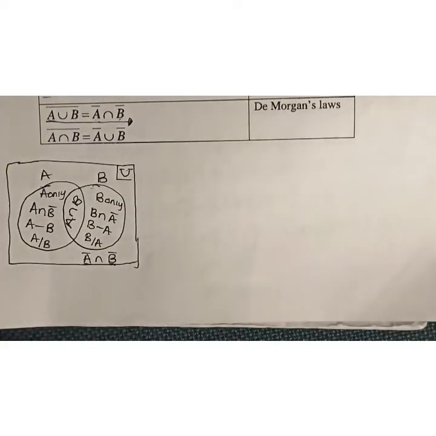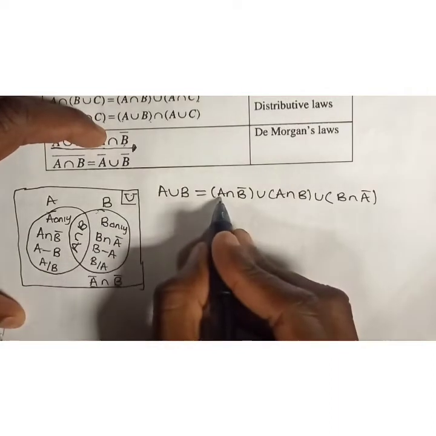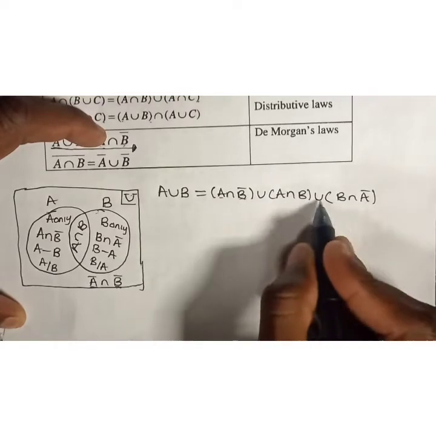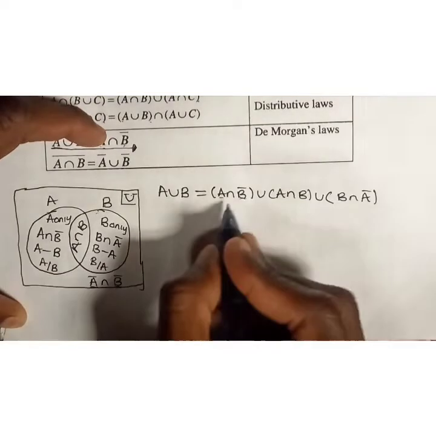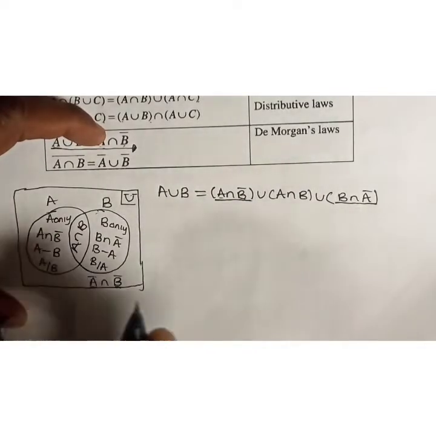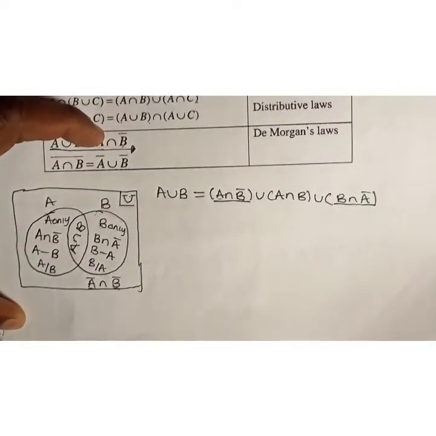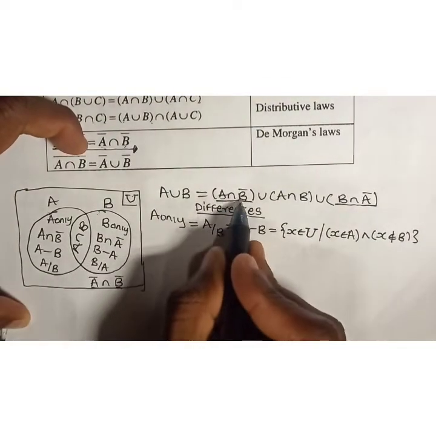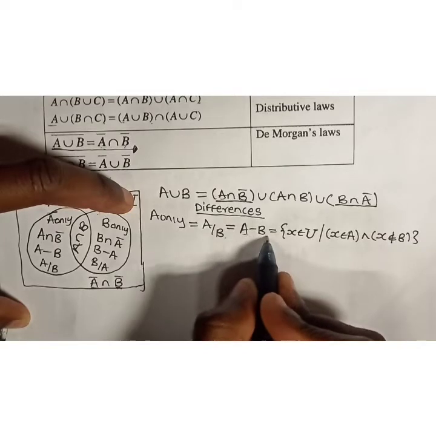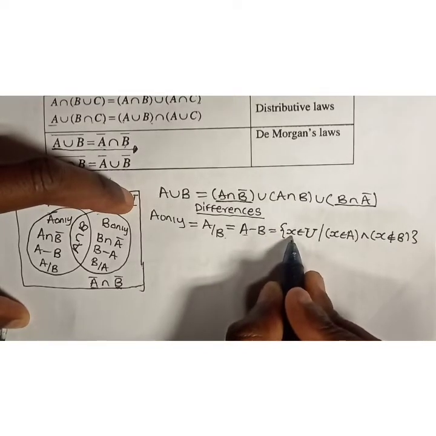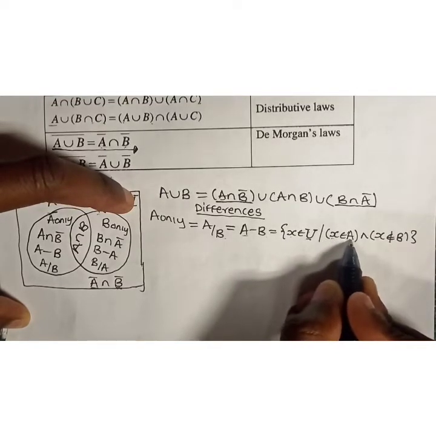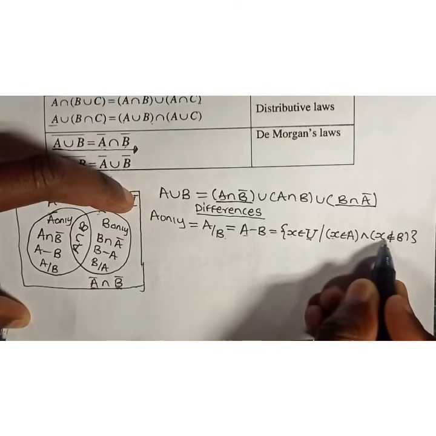And looking clearly at this Venn diagram, A union B is the same as A intersect B complement union A intersect B union B intersect A complement, where this part is A only and this one is B only. So they are called the difference. A only, A intersect B complement, is denoted by A slash B, which is A minus B, defined by a set of X that is an element of the universal set such that X is an element of A intersect X is not in B.